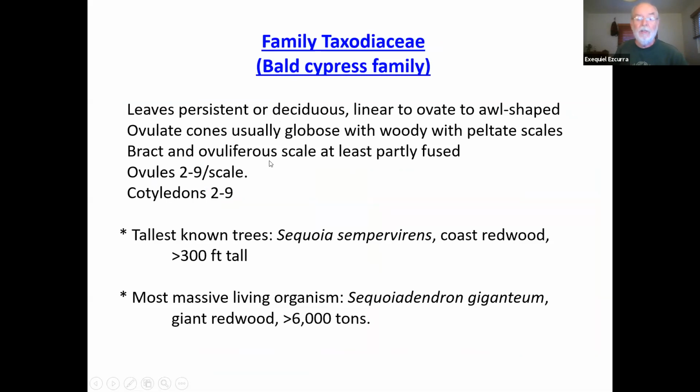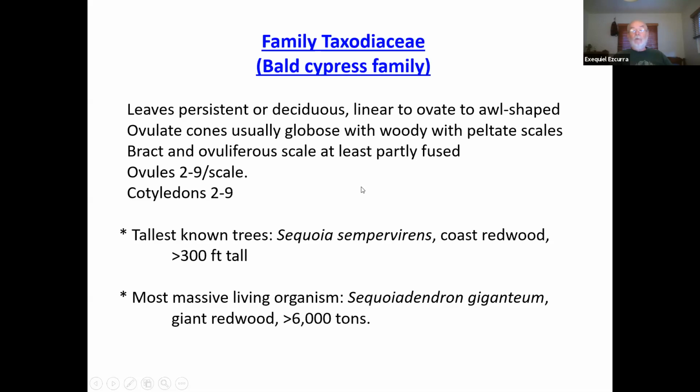The tallest known trees in the world, Sequoia sempervirens, the coast redwood, more than 100 meters tall. They're taller than large apartment buildings. And the most massive living organisms, although they don't get to grow that tall, Sequoiadendron giganteum, the giant redwood.